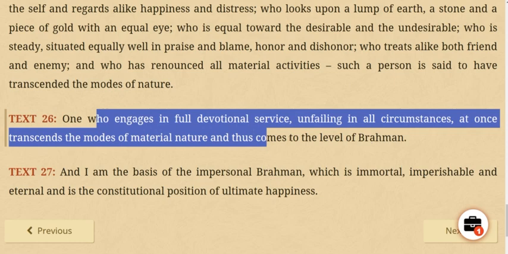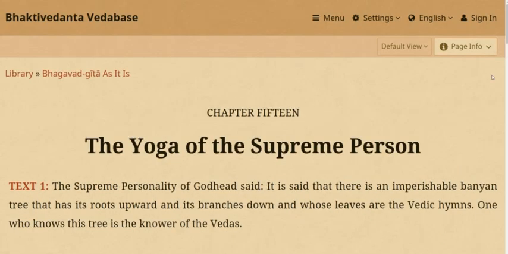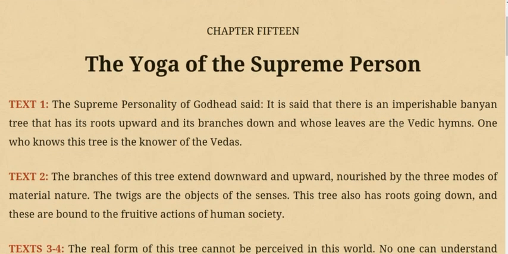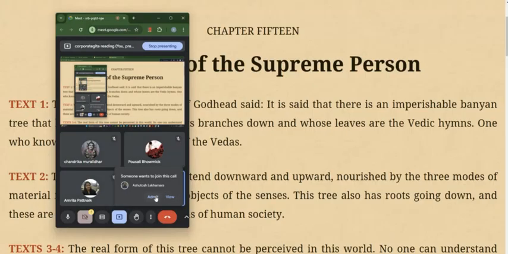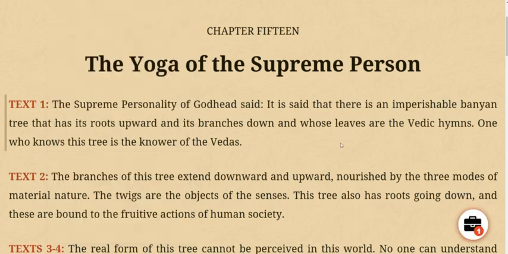Now, to do devotional service, we have to be detached also. If our mind is too much disturbed and attracted to everything else in this world, then practicing devotional service will become difficult. So, Krishna takes this topic in the next chapter, Purushottam Yoga.